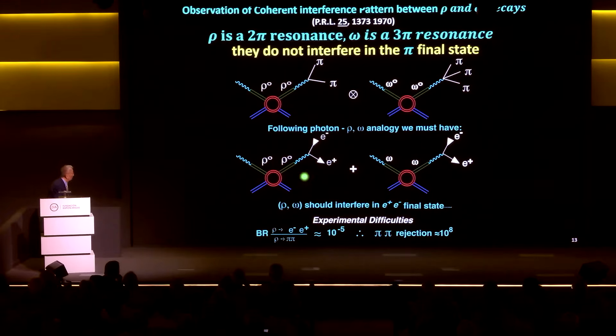But if rho can go back to a photon, photon goes to the electron-positron pair. Similarly, rho goes to omega, omega goes to the electron-positron pair. So rho-omega will not interfere in the pi-pi final state. It should interfere in the E plus E minus final state. The experimental difficulty is this branching ratio is 10 to the minus 5, so you need a rejection of 10 to the 8, 1 in 100 million. And this is why it was never found.